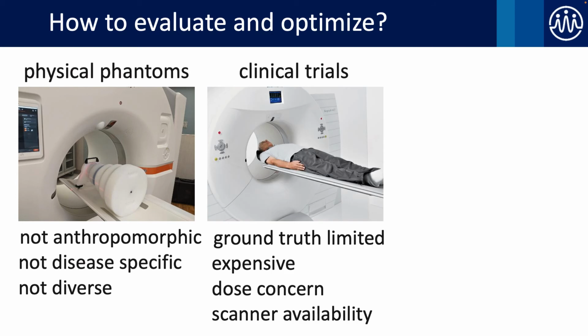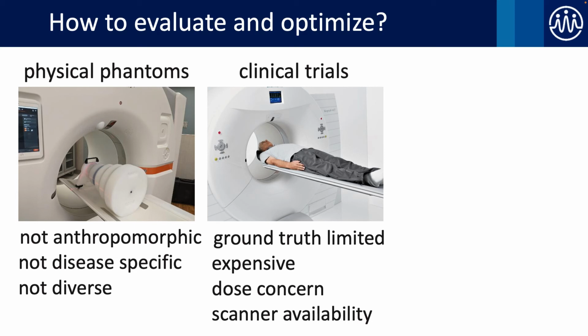So how to address this would be, let's use clinical trials. If I have patient images, then that would be great. I don't need to be worried about the diversity or anthropomorphism or disease. But the issue with clinical trials is that often they are ground truth limited. So you image a patient, but you don't exactly know what's going on underlying.